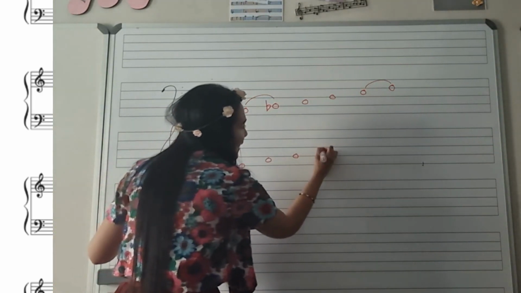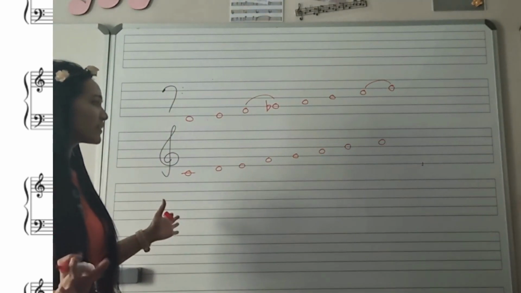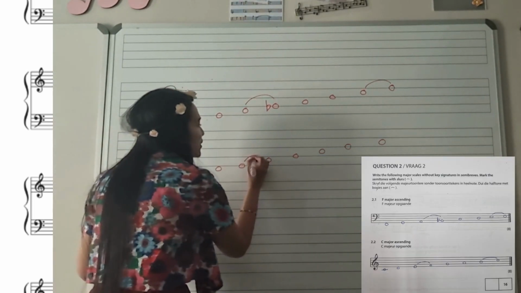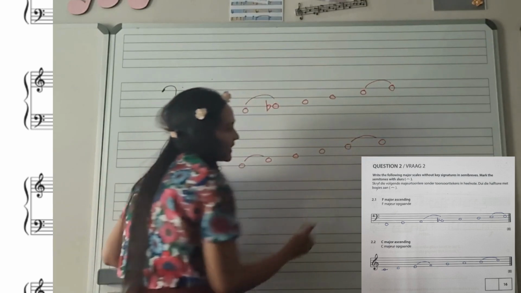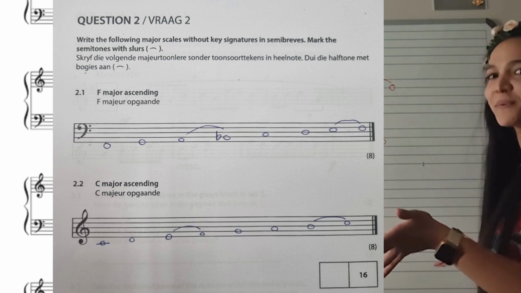C major has a key signature of 0 sharps and 0 flats. So no need to add anything there, but we of course need to mark our semitones. 3, 4, 7, 8. And there you go, 16 marks right there on the board.